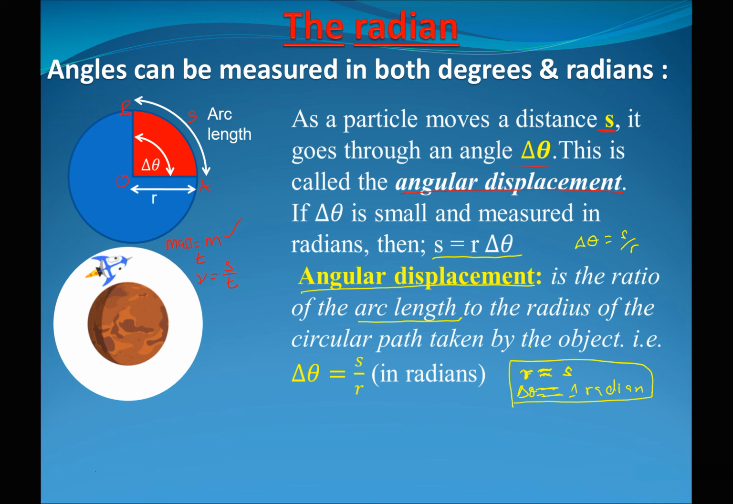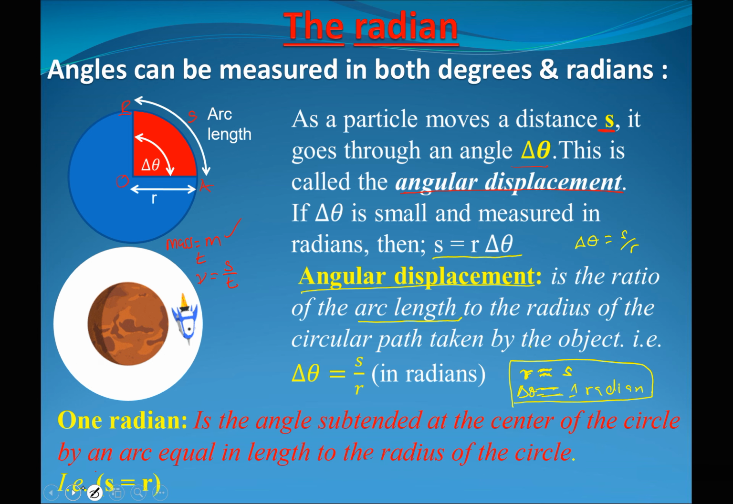So it's like the angle is 1 radian when the arc length is equal to the radius. Therefore, the examiner will ask you to define a radian, and we are saying a radian, or 1 radian, is the angle subtended at the center of the circle by an arc equal in length to the radius of the circle.